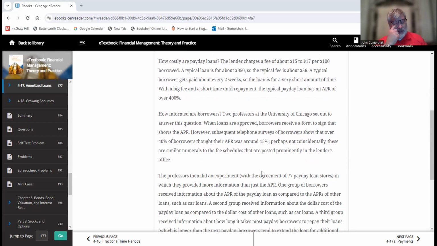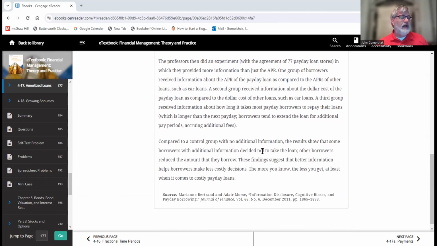So there's a discussion in here about what would happen if people actually knew how these things were being calculated, and they had a test group that they went through and explained things to people before they took out the loans. Many people still took out the loans because their situations required them to. Some people didn't take out the loans. I guess those were people that didn't have as desperate a need.